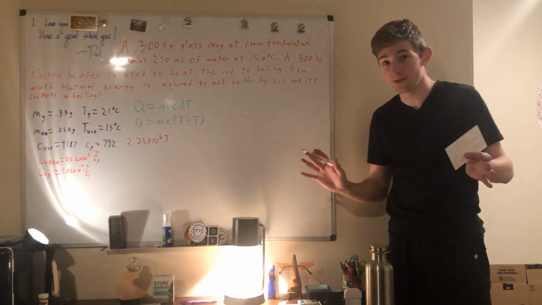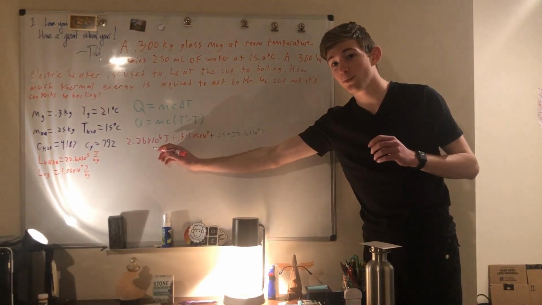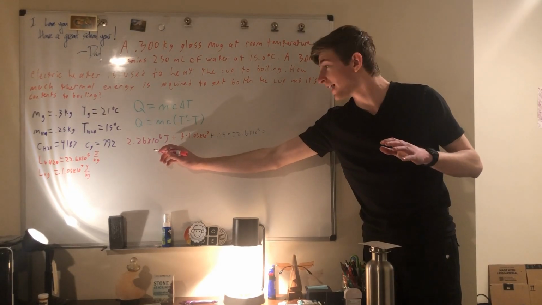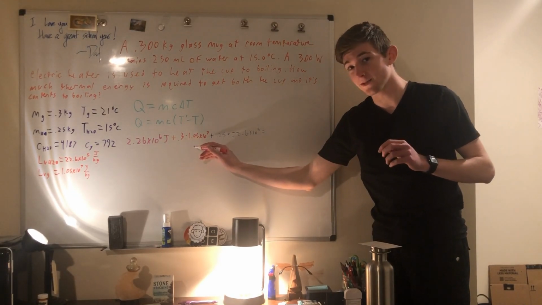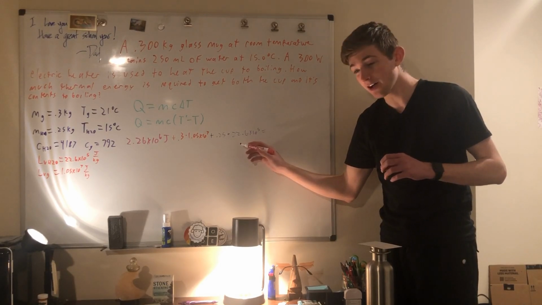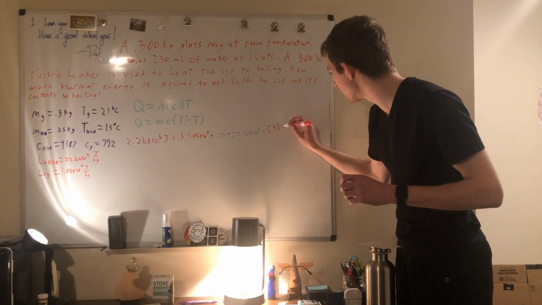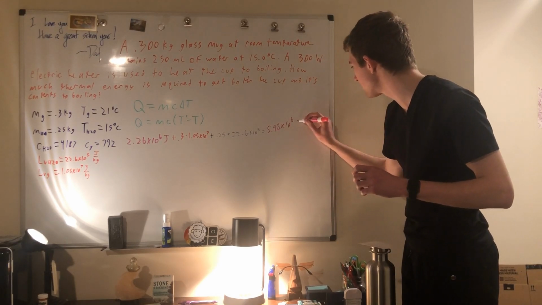So, let's do that. Now, if we add the amount of energy it would take to boil both the water and the glass to the amount of energy it would take to vaporize the glass to the amount of energy it would take to vaporize the water, we get around 5.98 times 10 to the 6 joules.